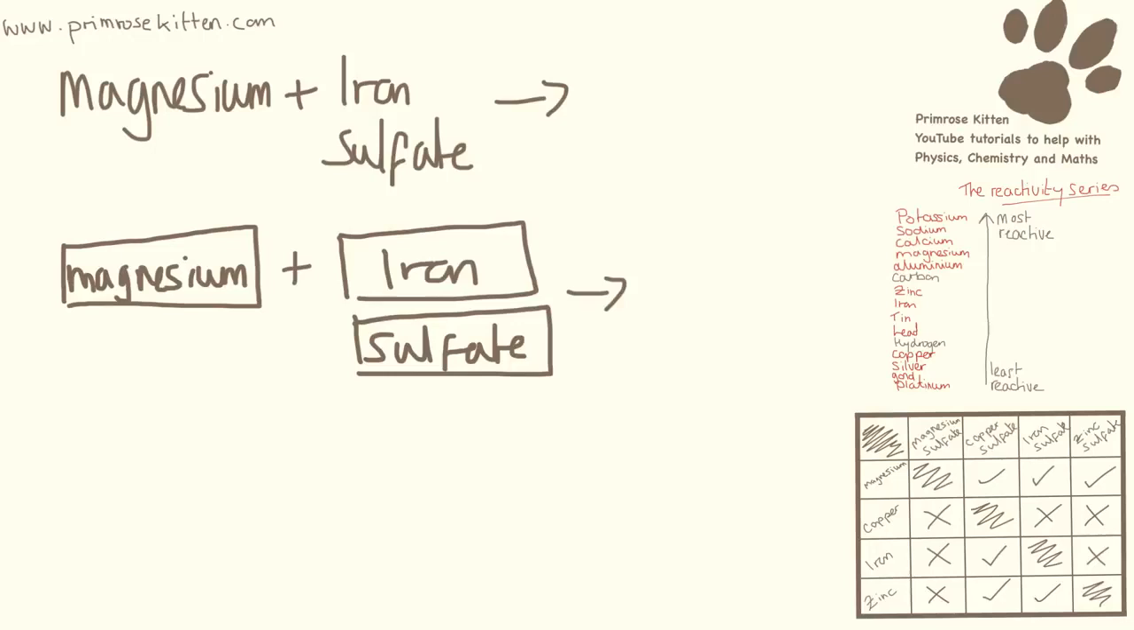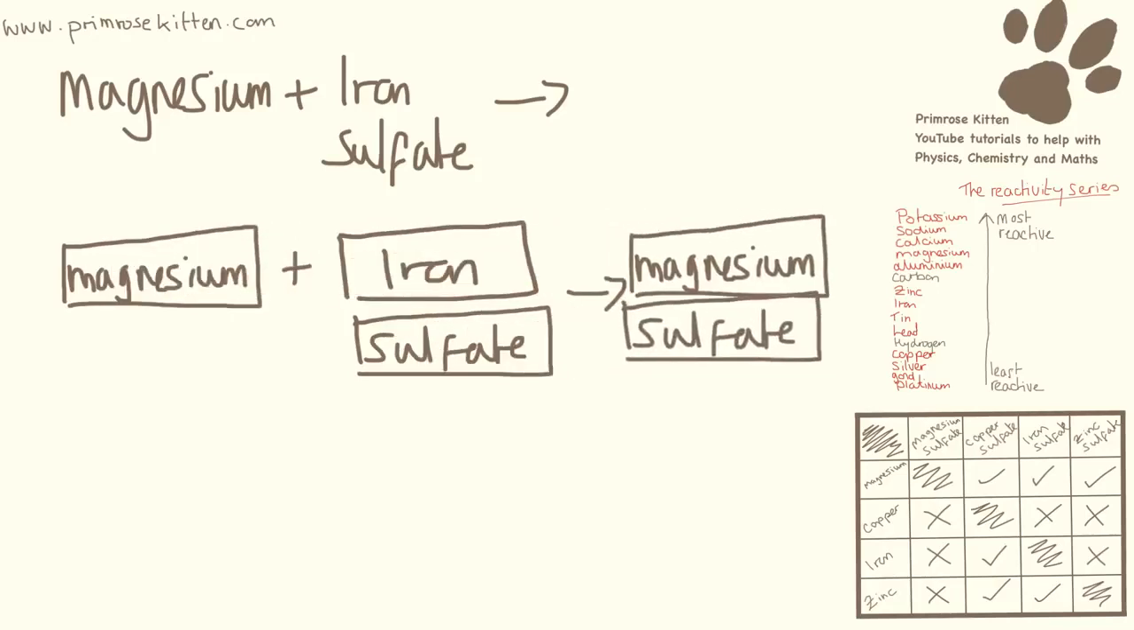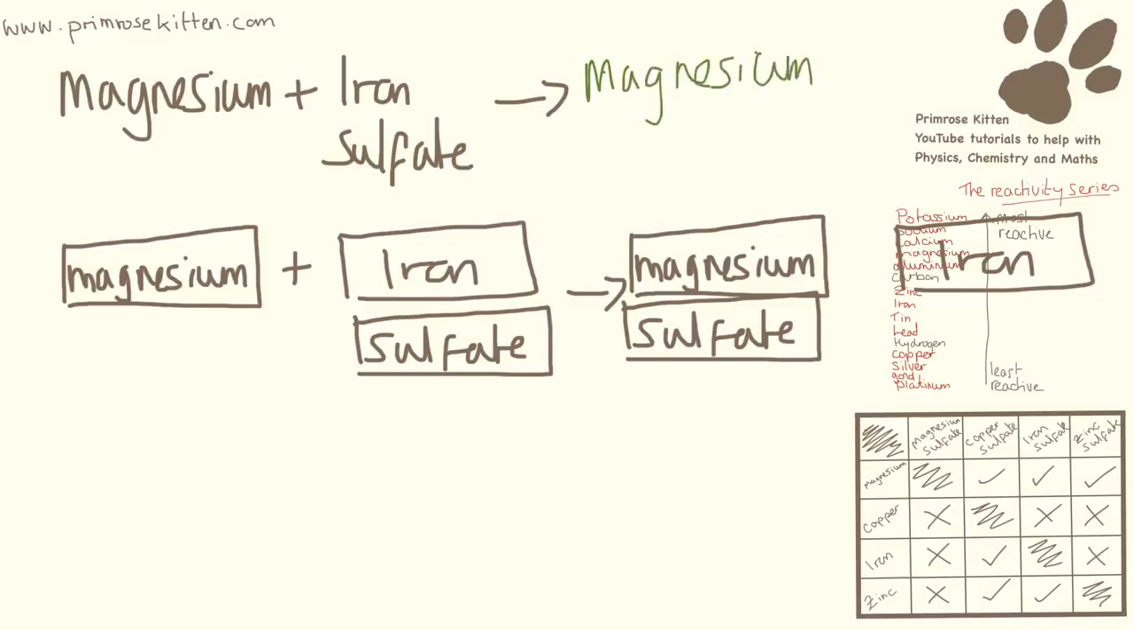Another situation where we got a reaction is with magnesium and the iron sulfate. So yet again, the magnesium is just going to take the sulfate away from the iron, and then the iron is going to be left on its own. Writing the word equation, it's going to be magnesium sulfate and iron.